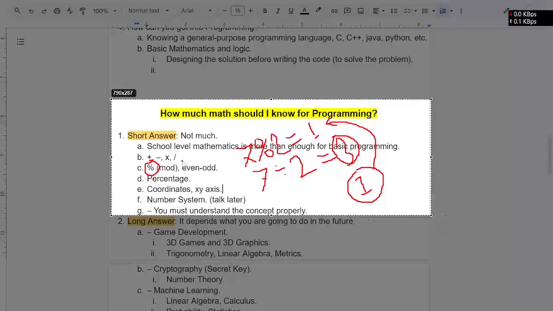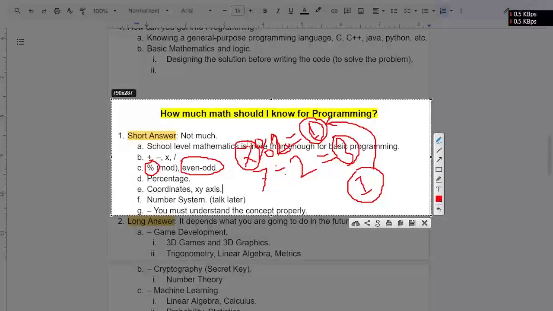When we want to know if a number is even or odd, we can use this modulus operator, and we can divide that number by 2. And if we get remainder 1, the number will be an odd number, and if we get remainder 0, the number will be an even number.